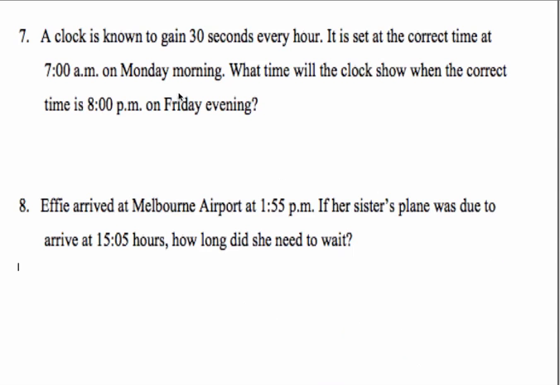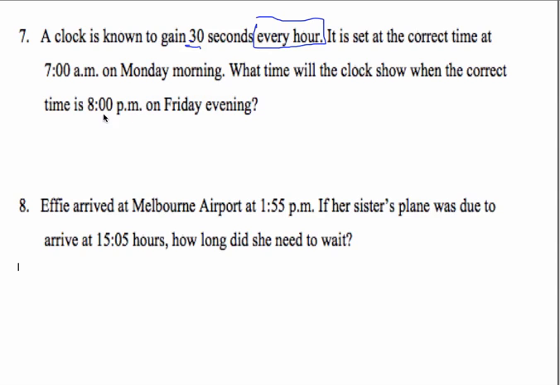Alright, next example. A clock is known to gain 30 seconds every hour. It is set to the correct time at 7 a.m. on Monday morning. What time will the clock show when the correct time is 8 o'clock on Friday evening? So it gains 30 seconds every hour. We need to calculate the number of hours from 7 a.m. Monday to 8 p.m. Friday, and then we'll know how much the time has actually changed.